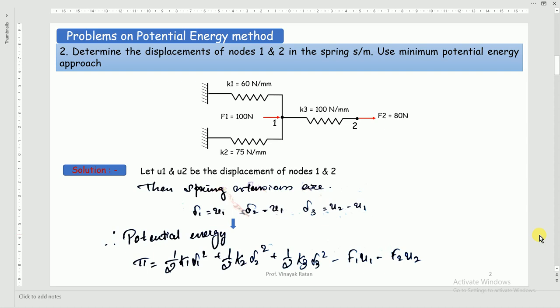What is the next step? Minimize the potential energy function. So how many system of equations will we get here? In the previous problem, there were three springs and three displacements, U1, U2 and U3. So we had three equations, which you had written at last in the matrix form, K into Q equal to F. Now, how many system of equations will you get for this spring system?